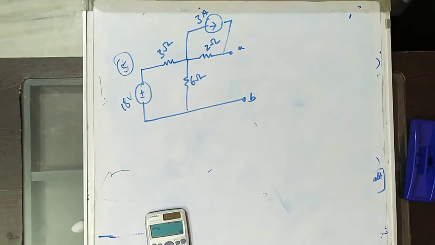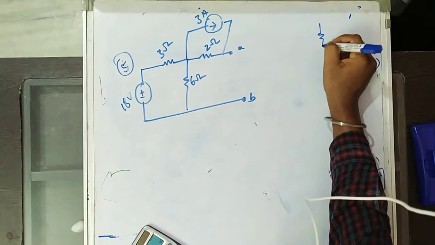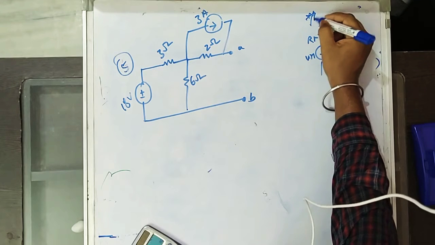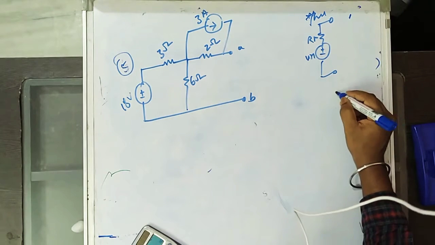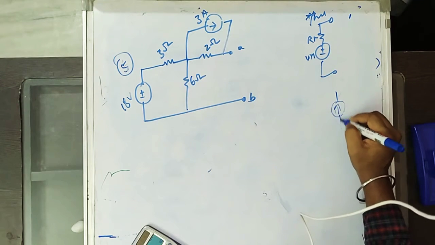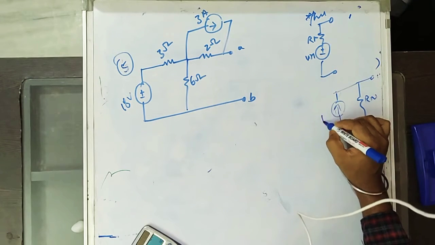In this question, I asked you to find the Thevenin and Norton equivalents between the AB terminals. The Thevenin equivalent between AB terminals means the Thevenin equivalent is what? V Thevenin in series with R Thevenin. This is the Thevenin equivalent. Norton equivalent means Rn in parallel with In.